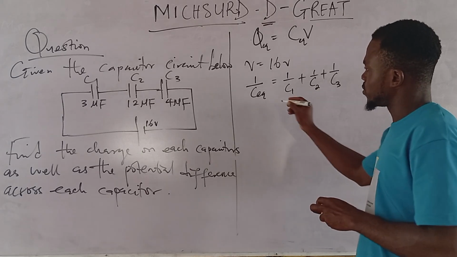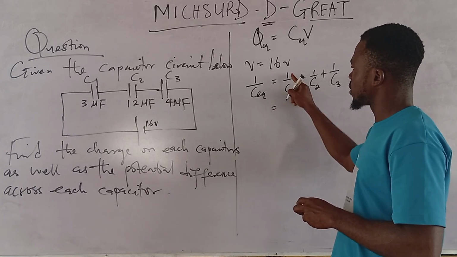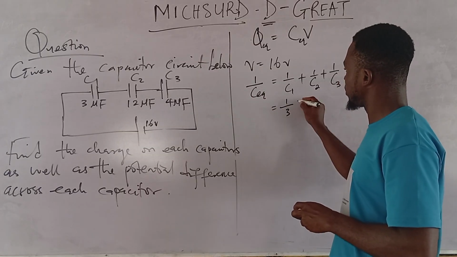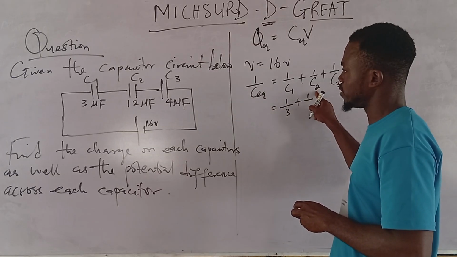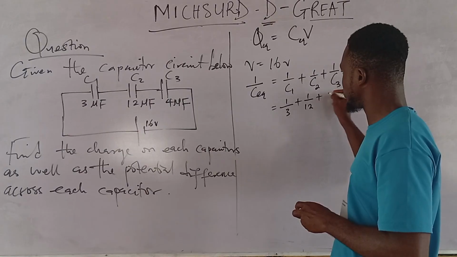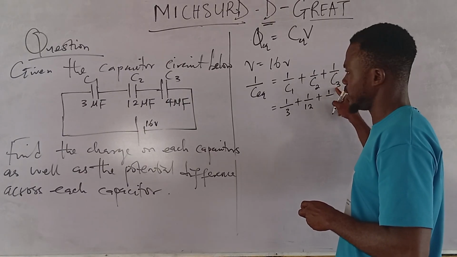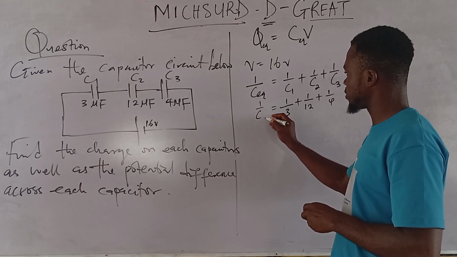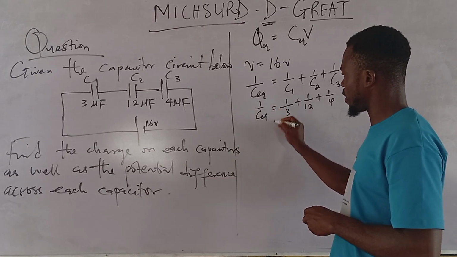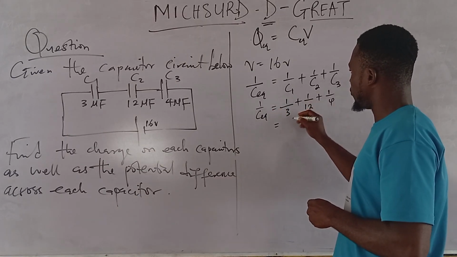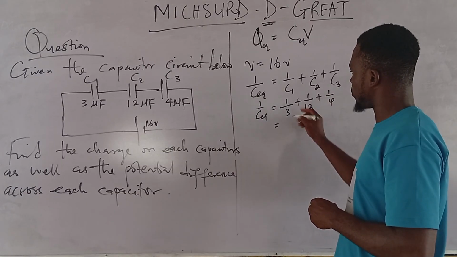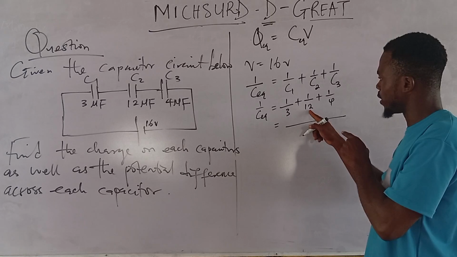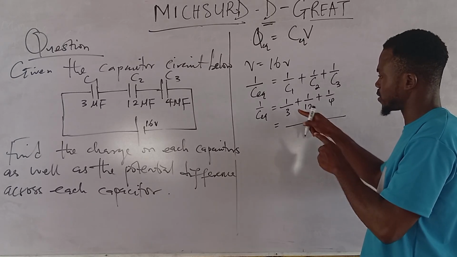So with this, we can make the substitution. So this is 1 over C1, C1 here is 3, plus 1 over C2, we have 12 microfarad, plus 1 over C3, we have 4 microfarad. So if we solve this, we can multiply or look for the LCM. So you can see clearly that 12 can go here. So 12 is the LCM.